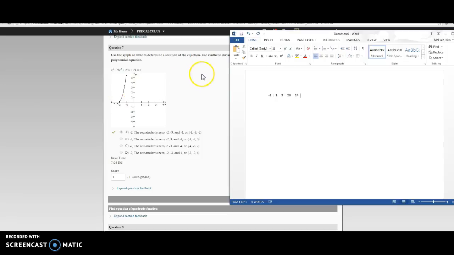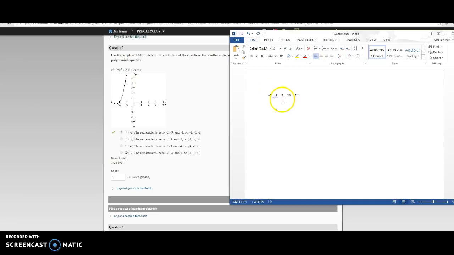To use synthetic division, what I did is I started by setting it up in a Word document. -2 is the 0. I've got this straight up and down bar to represent I'm dividing that in. And I have 1, 9, 26, 24. And so how synthetic division works is the very first number is just brought down, and then it's multiplied by this number. I guess I should give myself more space.